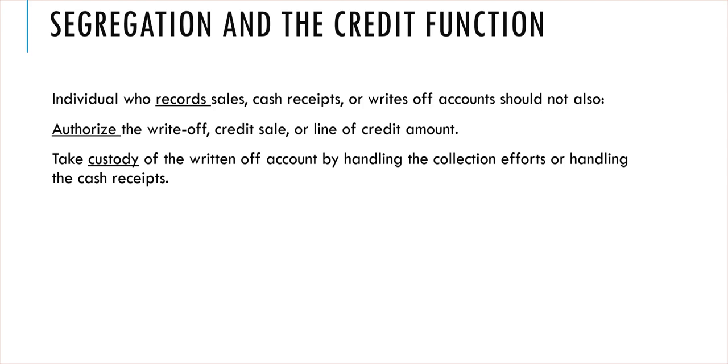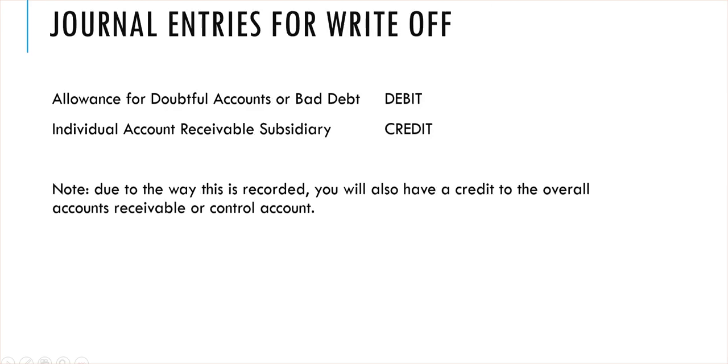The segregation of duties or separation of duties: the one who records the sale or writes off the account is not going to be the one that is also going to authorize everything that's happening or handle the collection efforts or do the journal entry. We need to have CAR in this function. The journal entries, which you do, we just went through a moment ago.